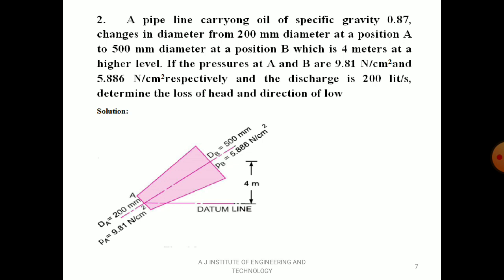So first draw the diagram. It is a tapered pipe, kept in an inclined position in such a way that point A passes through the datum line and point B is at a height of 4 meter from the datum line. Just write down the given data, that is pressure and diameter values. This is the diagram you are supposed to draw here. This carries a mark for that diagram.